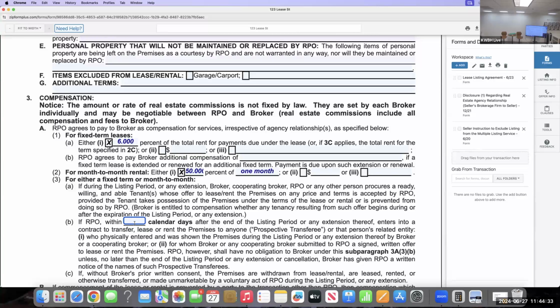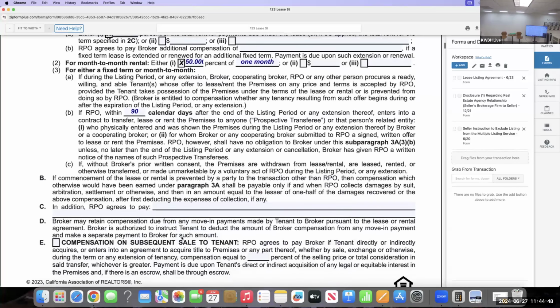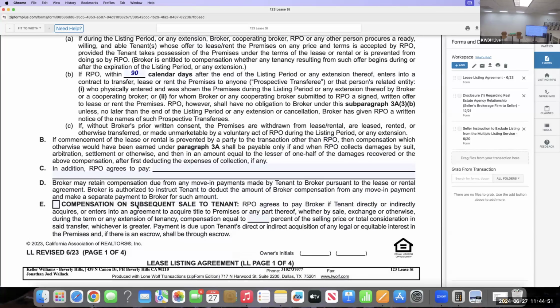This is my clause that if someone comes into my lease right before it's expiring, and then after the end of my listing period, they decide that they want to go for it, I'm the agent. I'm going to say 90 days for that. A lot of agents put here 180 days. Okay, so what if the tenant buys the property? Am I going to get paid? Only if I check this box and put a number here. So I'm going to put here 2.5% or 5%. Compensation on subsequent sale to the tenant: the residential property owner agrees to pay the broker if the tenant directly or indirectly acquires the property. All right, so that's going to protect you if the tenant buys the property.